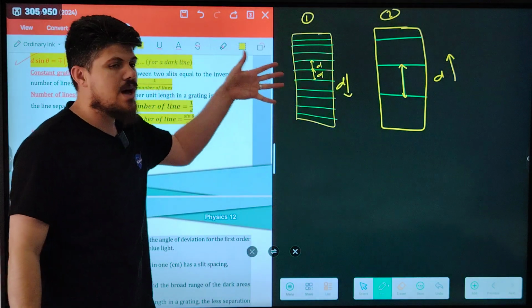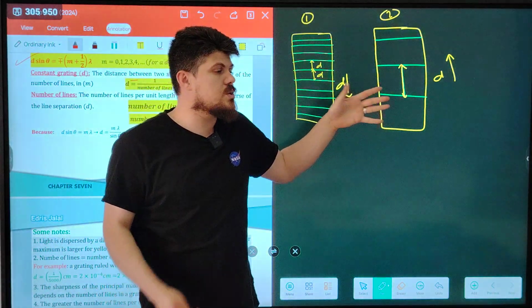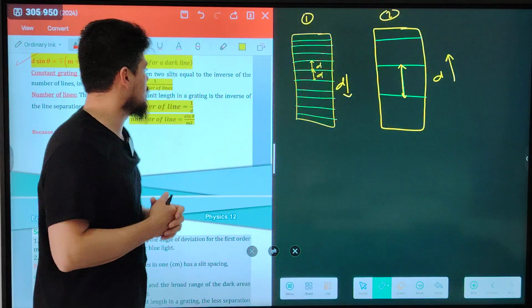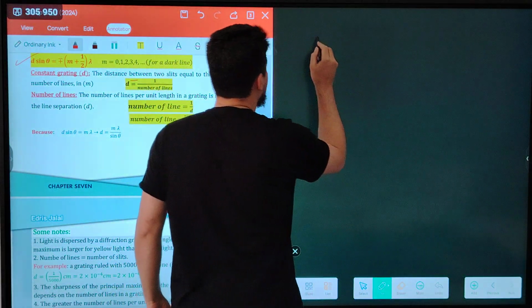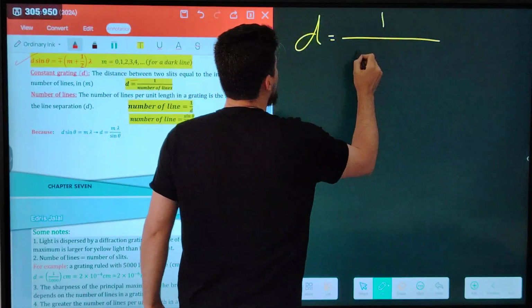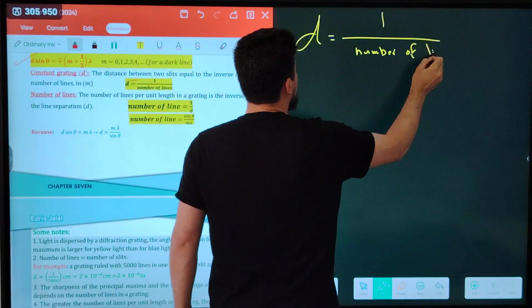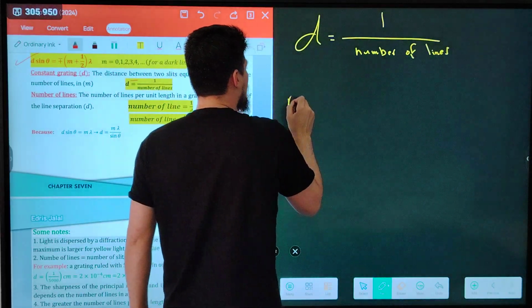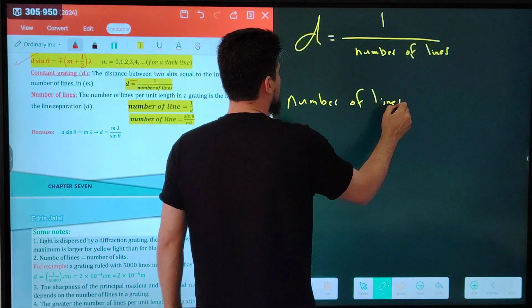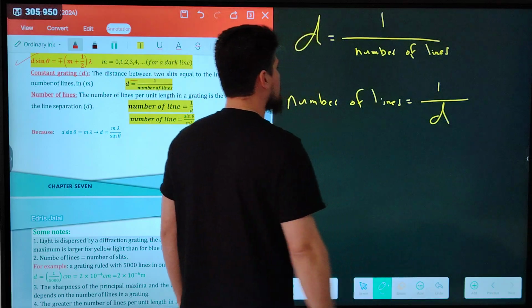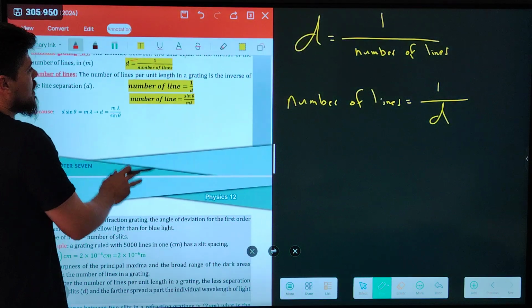As the number of lines increases, what happened to the D? D decreases. As the number of lines decreases, what happened to the D? The D increases. So that is why D is equal to 1 over number of lines, because they are inversely proportional. And number of lines is equal to the same thing: 1 over the distance between the slits. The number of lines per unit length.